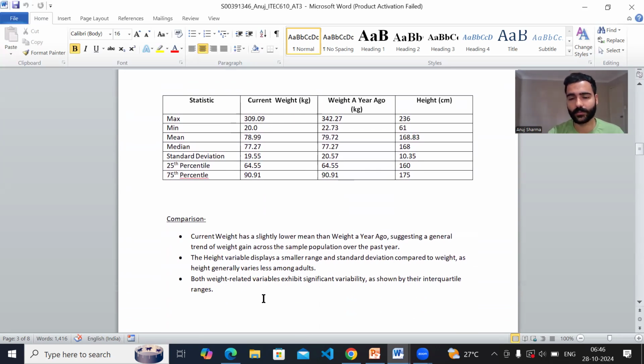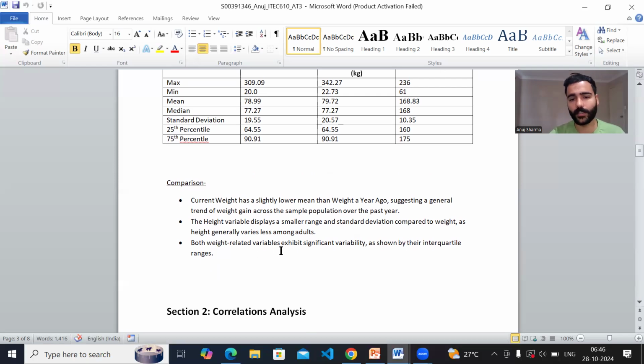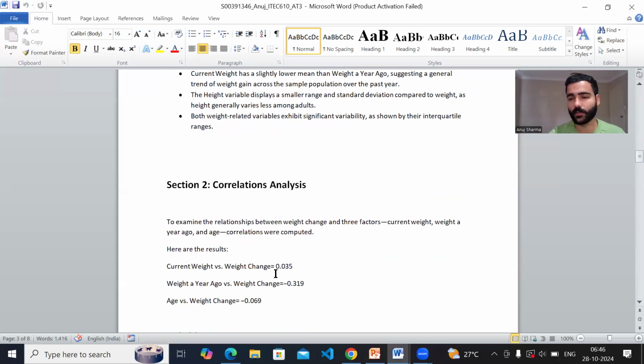That is the most important section right now. Current weight has a slightly lower mean than weight a year ago, suggesting a general trend of weight loss across the sample population over the past year. The height variable displays a smaller range and standard deviation compared to weight, as height generally varies less among adults. Both weight-related variables exhibit significant variability, as shown in the quartile ranges. So that's all of section 1.